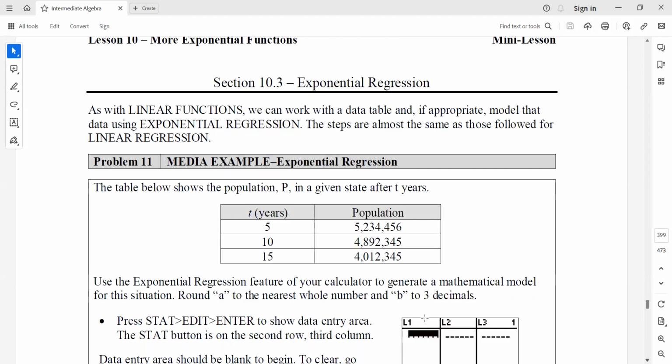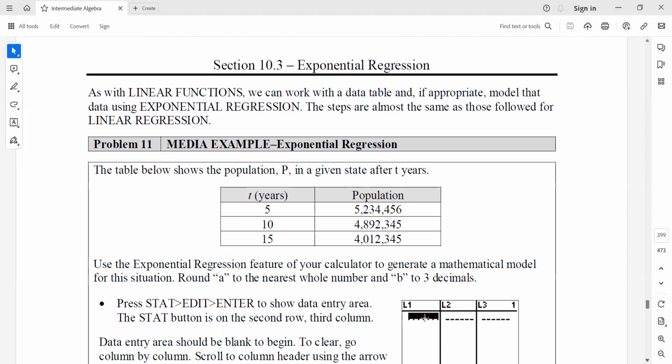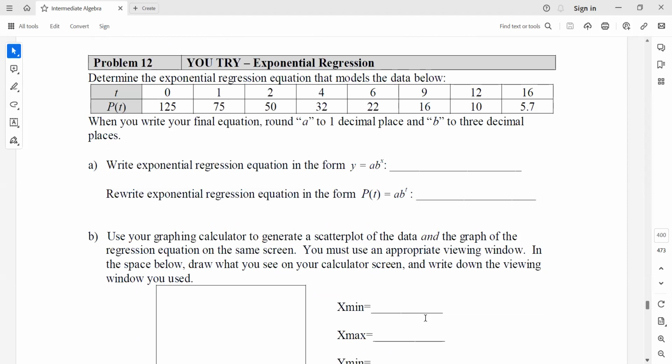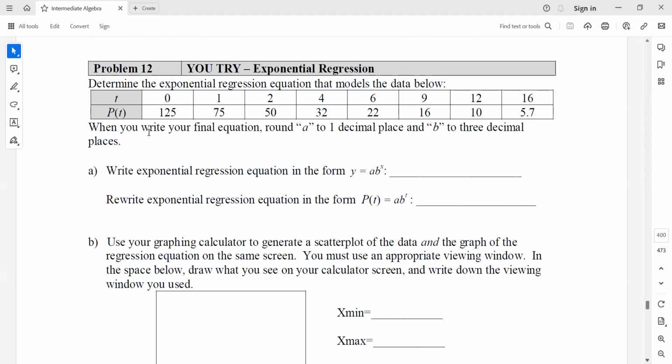Again, same regression from what we started with. Now, 11 is a media example, so you want to watch it. But again, same thing. You put in your table values. So here it says you have this table. Determine the exponential regression equations that models the data below. So write the exponential regression equation in the form y equals ab to the x and then P of t equals ab to the t. So first of all, you have to enter your values. So let's do that. So this is problem 12.